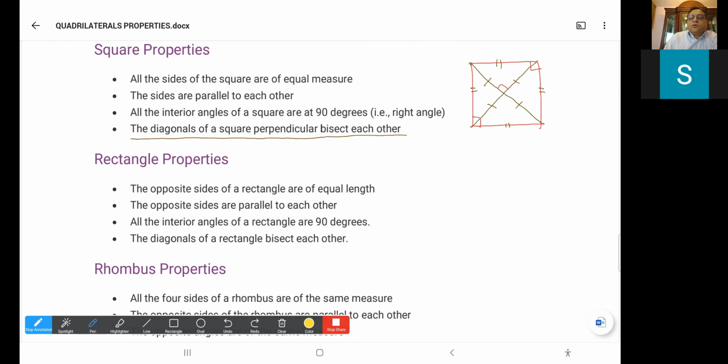So all sides are equal. We show them with, you've seen the lines when I draw 2 small segments like this. All 4 segments are equal. That is how we can show. Parallel to each other, we show with arrows. Let me show you how in a figure.